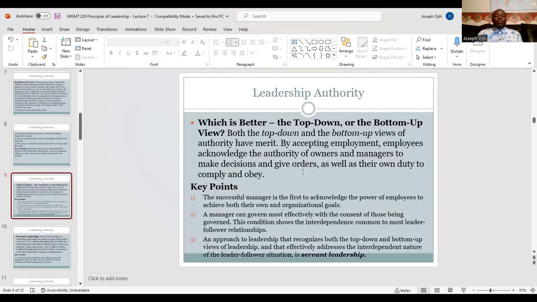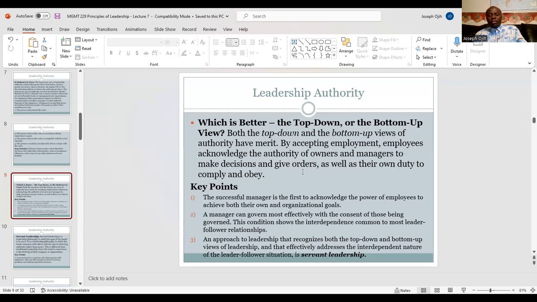So we can now look at this area. It says which is better, the top down or the bottom up view. Well, my answer here was that both of them have their merits. By accepting employment, employees acknowledge the authority of the owners and managers to make decisions and give orders, and they have the ability to communicate those decisions and orders in a way that will encourage the employees to comply and obey. So both of them have their pros and cons.